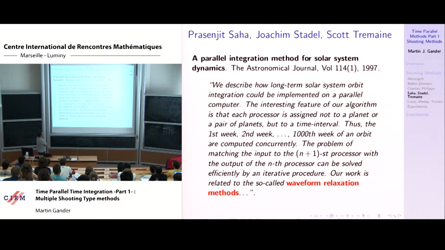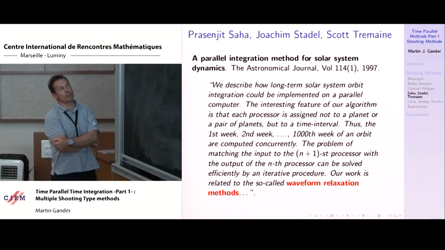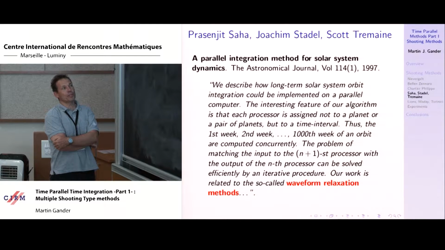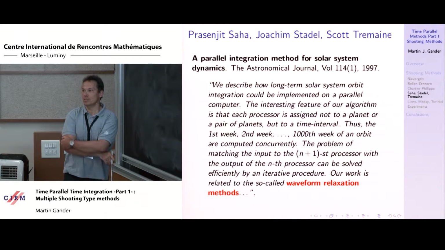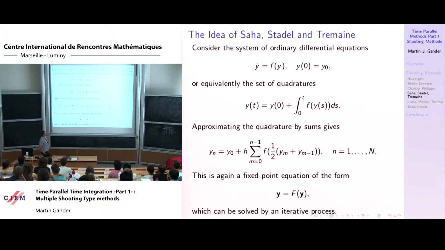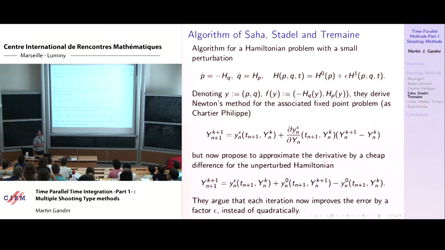The problem of matching the input to the n plus first processor with the output of the nth processor can be solved efficiently by an iterative procedure. And then they say our work is related to the so-called waveform relaxation methods. So this is a type of method that I will discuss in the next lecture. But here they already point out a relation. I will not explain the quadrature formula the way they got their idea, but I show you what they do.